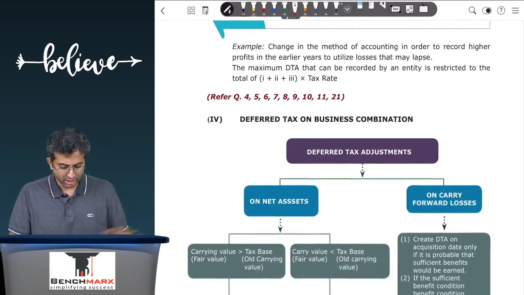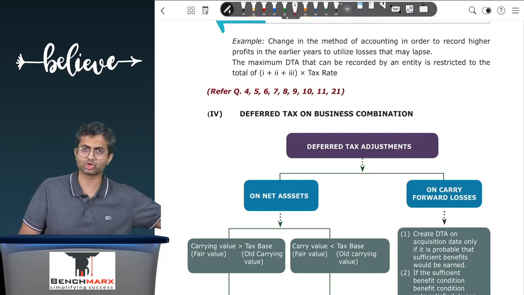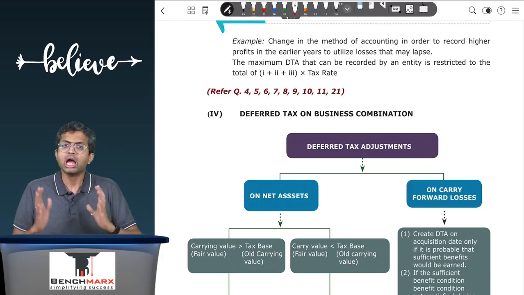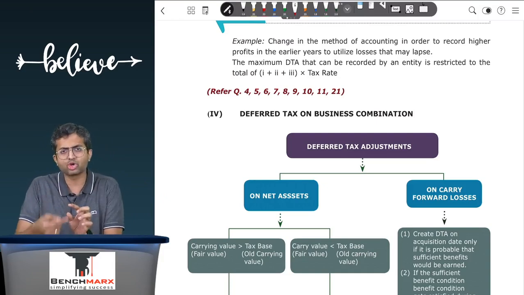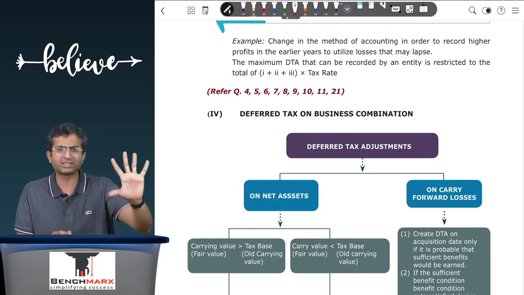Now on business combination, deferred tax, let us say on a business combination, we have discussed this when we did even the chapter on business combination. The principles remain the same. Like in a business combination, you take over the net assets. Like every other item, for net assets, you compare the carrying value with the tax base.